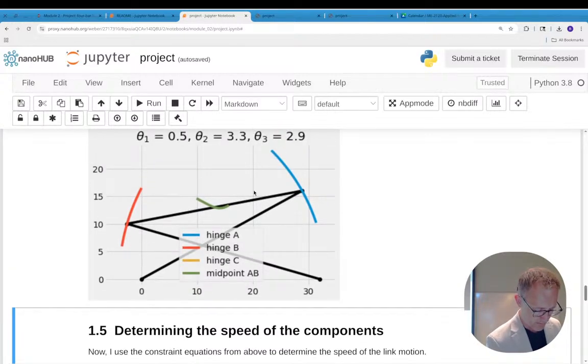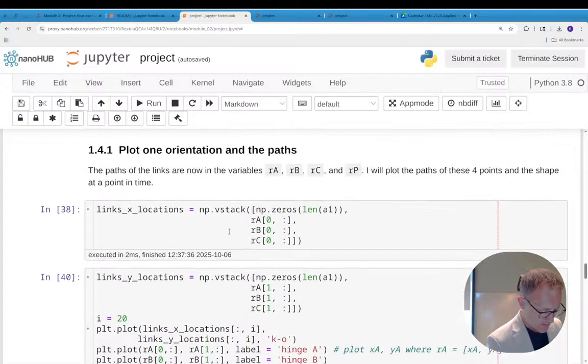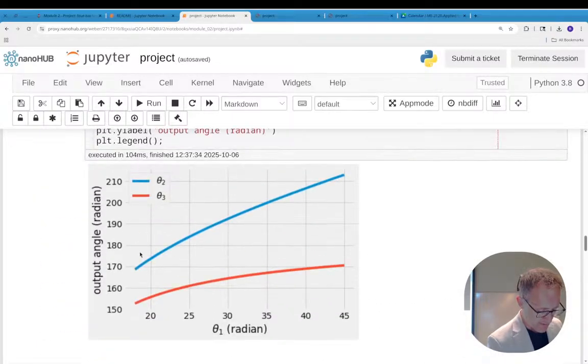Or even these angles here, what is the range of theta 2 motion? Ideally theta 2 can go from 180 up to, I don't know, 270. You want to be able to bend your knee 90 degrees. And so that's what we're looking at in this one.